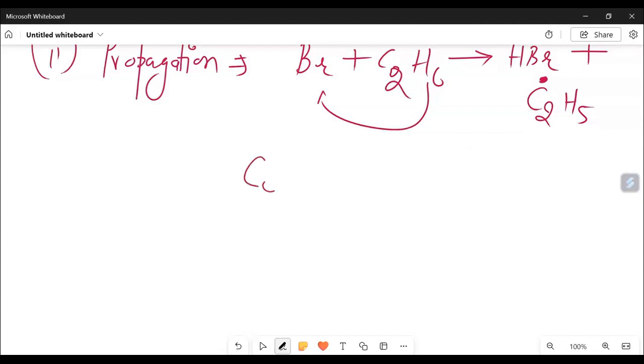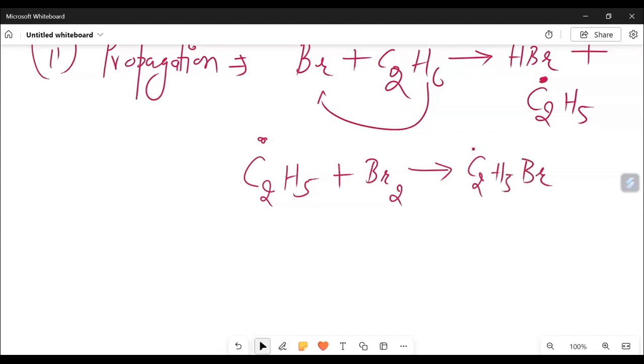Then again this C2H5 dot reacts with a Br2 molecule to give C2H5Br plus, since there are two, a Br dot. It is happening together. This process is called propagation.